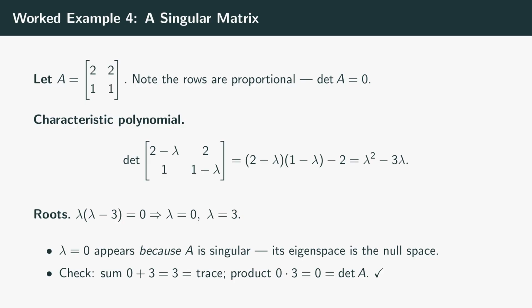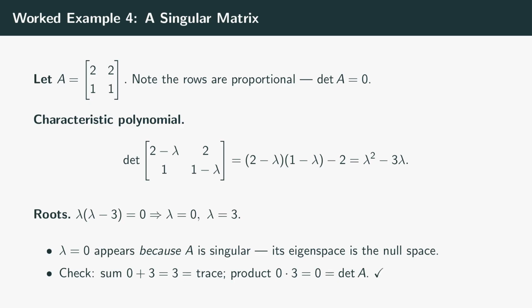Let's find its eigenvalues. Form A minus lambda I and take the determinant, the quantity 2 minus lambda times 1 minus lambda, minus the off-diagonal product 2 times 1. Expanding the first product gives 2 minus 3 lambda plus lambda squared, then subtract 2, leaving lambda squared minus 3 lambda. Factor out a lambda, lambda times the quantity lambda minus 3. So the eigenvalues are lambda equals 0 and lambda equals 3.